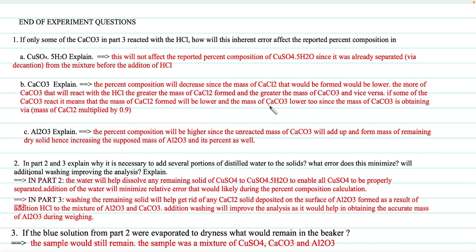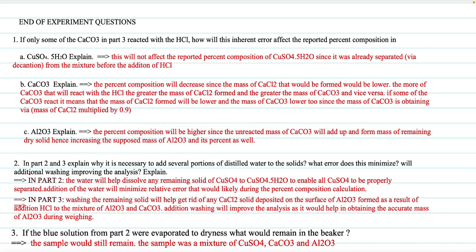The mass of CaCl2 will be lower too, since the mass of this is obtained via this. Recall that the mass of CaCO3 was obtained from the answer we got for CaCl2 times 0.9. So if this is high, you multiply with this, you're going to get a high calcium carbonate. Okay. All right. So for the C part, we said the percentage. Remember, let me clean up this.